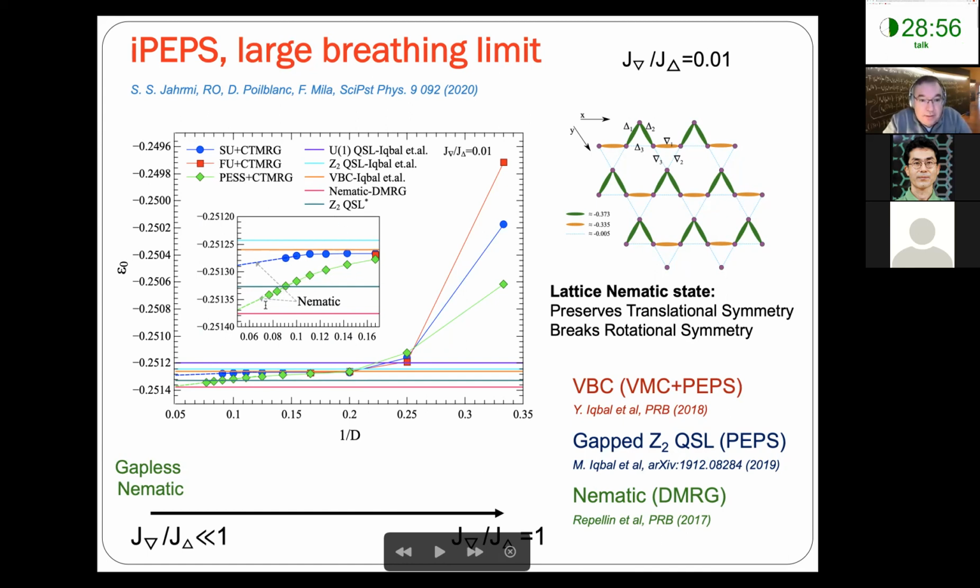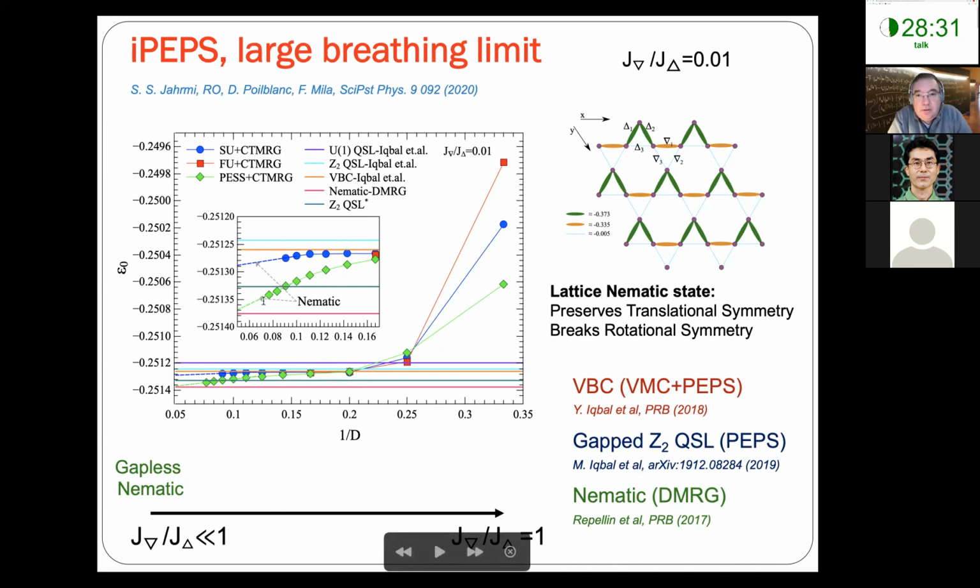The extrapolation is going very far down, even lower than most of the previous calculations that I'm showing here. The extrapolation is very much compatible with the DMRG result, which is right here. This was a paper by Cécile Repellin in 2017, where she was proposing that the ground state is a nematic phase. And that's actually what we also find for this ground state.